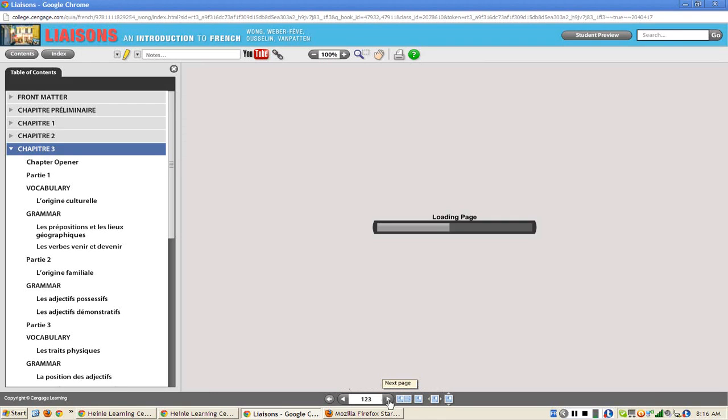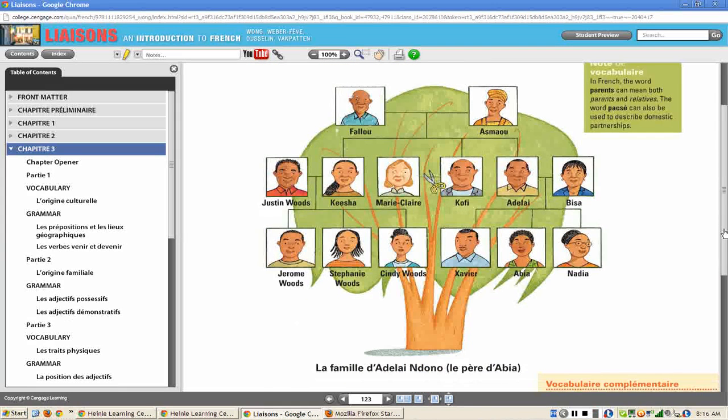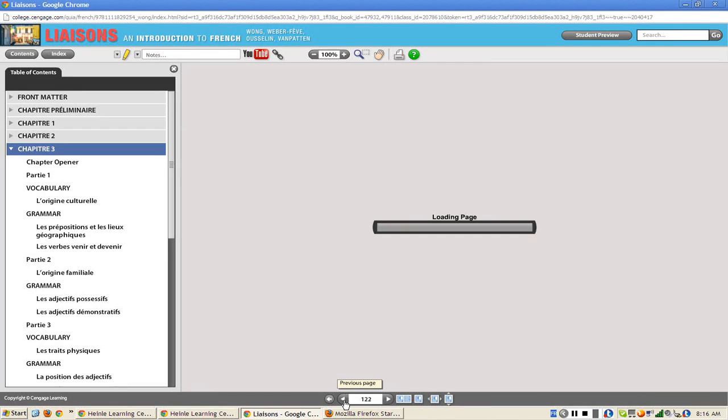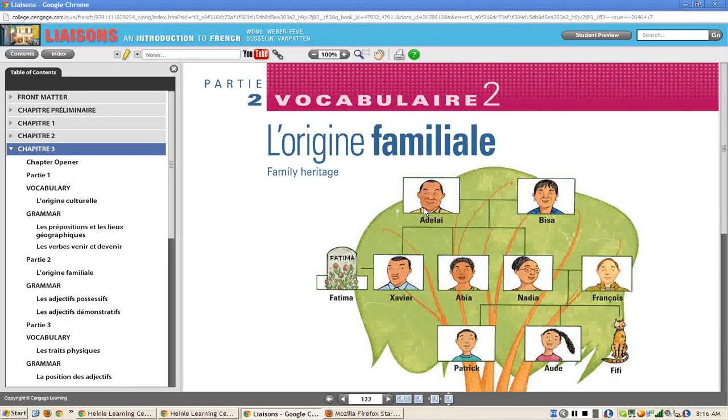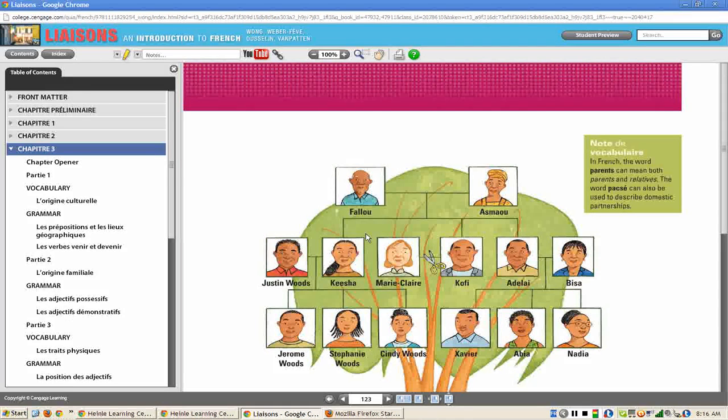If we go on in the book, we arrive at the parents, in this sense, parents as relatives of Adelaide. Voilà, le père d'Abia. Donc, to go back, voilà Adelaide, n'est-ce pas? Adelaide, Bissas, voilà leur famille. Et donc maintenant, voilà la famille de Adelaide. Adelaide, voilà, et Bissas sont là, avec Xavier, Abia et Nadia.